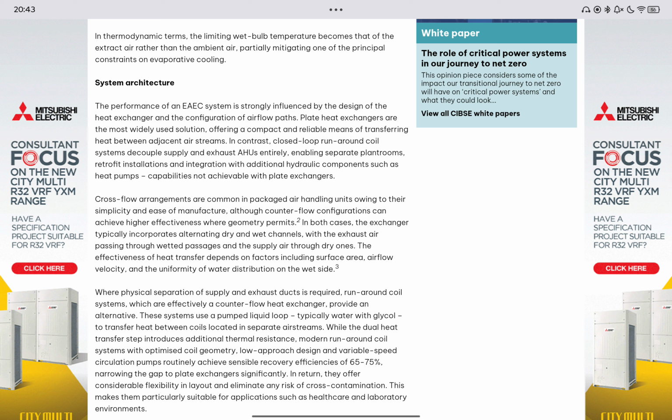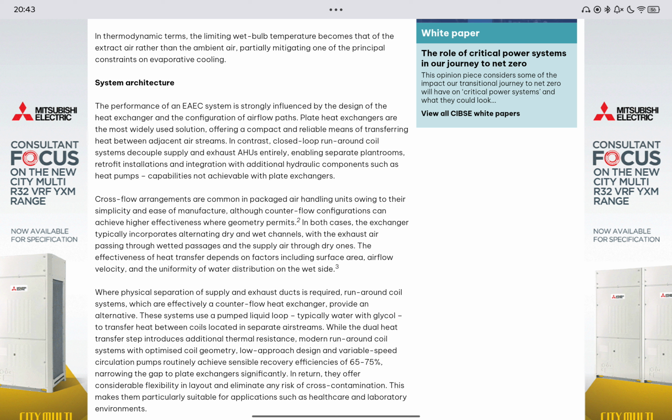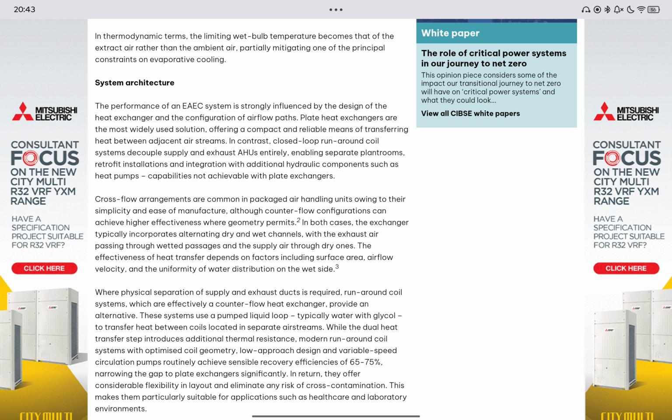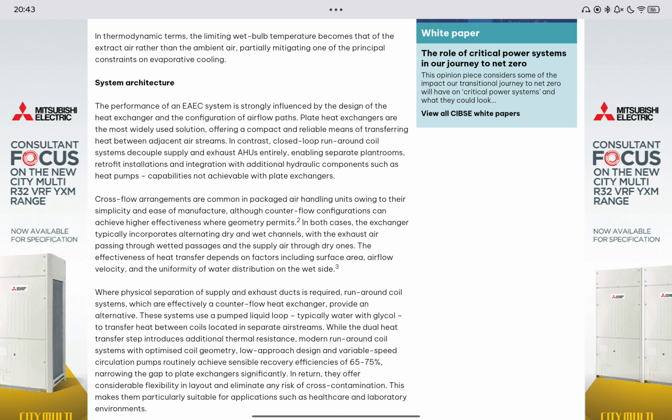System architecture. The performance of an EAEC system is strongly influenced by the design of the heat exchanger and the configuration of airflow paths. Plate heat exchangers are the most widely used solution, offering a compact and reliable means of transferring heat between adjacent airstreams.